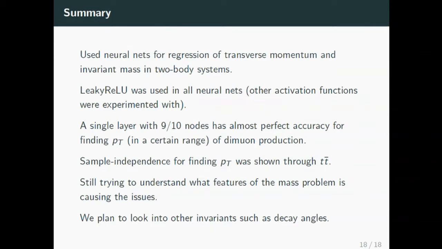I tried with 3 layers, and I never really went above 3 layers, and that still wasn't getting that good of accuracy. In this regard, what you said is true in the fact that you need a lot of layers to estimate invariant mass, but I would say it's not because of the nonlinearity, but maybe 5, 6 layers.